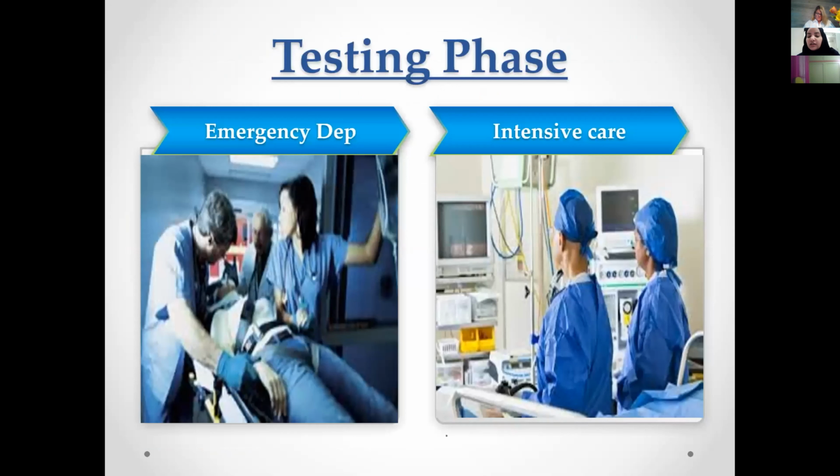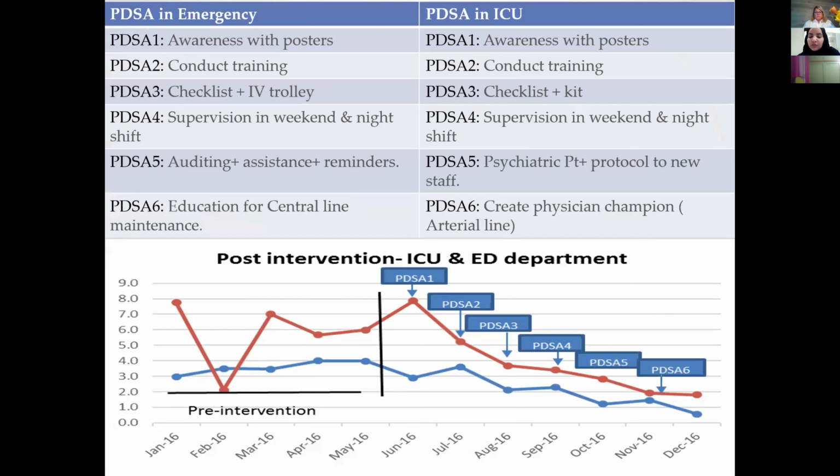Then we start our testing phase. We choose the emergency department and the ICU department to motivate the staff and create a competitive culture between them. We started our PDSA in both areas. As we see, in the pre-intervention stage, the rate was high.